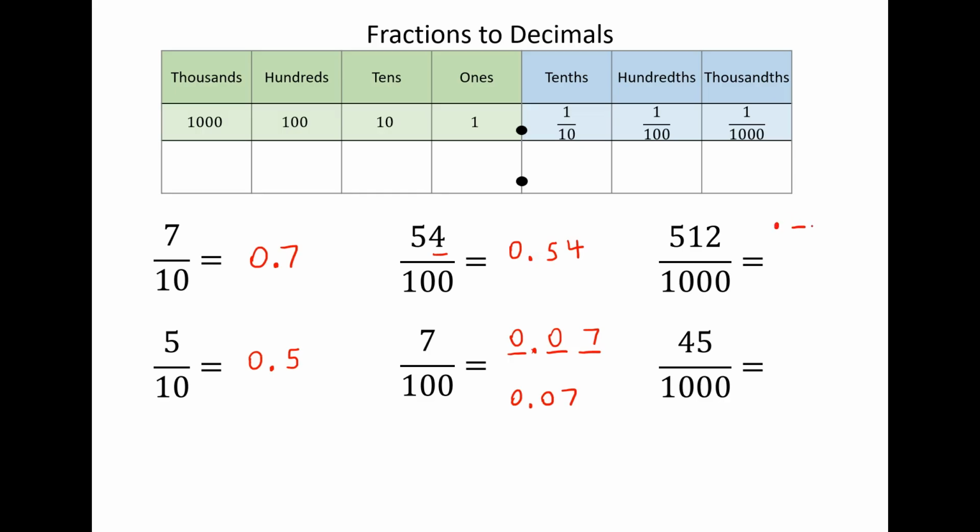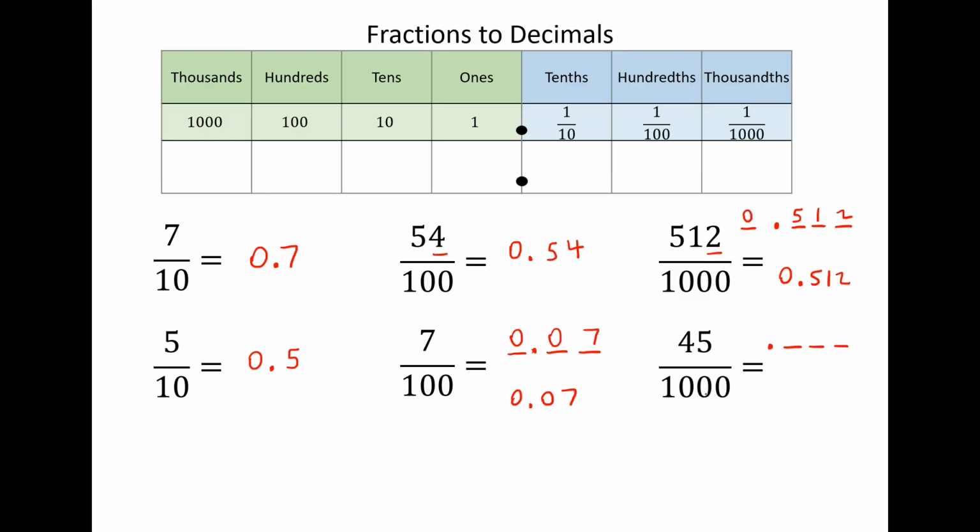Now for 512 over 1,000, since I'm over 1,000, I'm in the thousandths place. Hence, I would have 3 place values over after the decimal place. So hence, 2 is the furthest to the right here. I simply start by filling in the thousandths place with 2. Then I fill in 1. Then I fill in 5. And then I simply add a 0 as a place value holder. Hence, my final answer is 0.512.